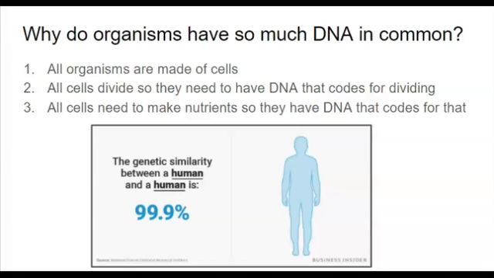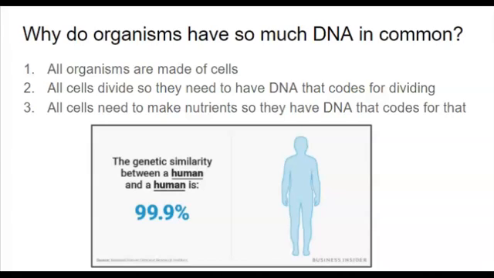First of all, organisms are made of cells. So because all organisms are made of cells, all organisms have to have DNA that codes for all the parts of those cells. So we talked about the cell membrane and the nucleus and the ribosomes. DNA codes for all those things. DNA has the instructions on how to make all of those. So because all organisms are made out of cells, they've got to have all the same letters that are going to code for those cells.